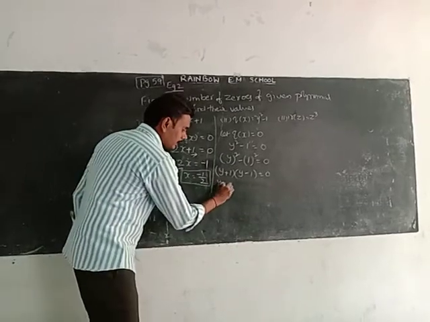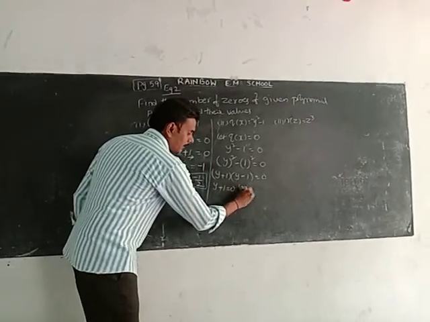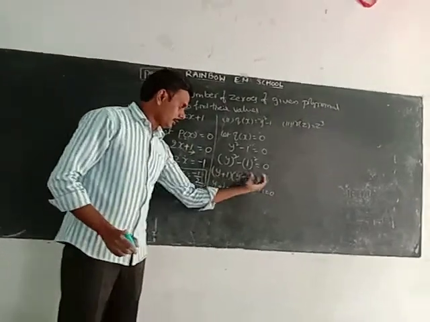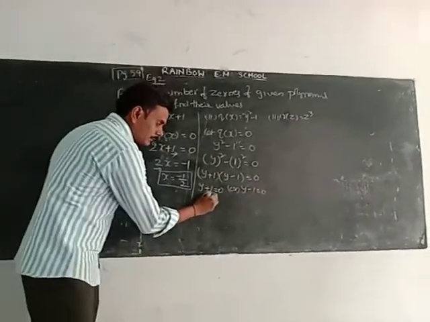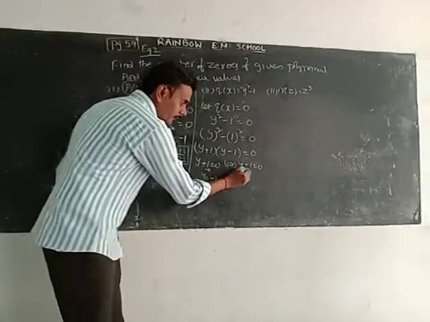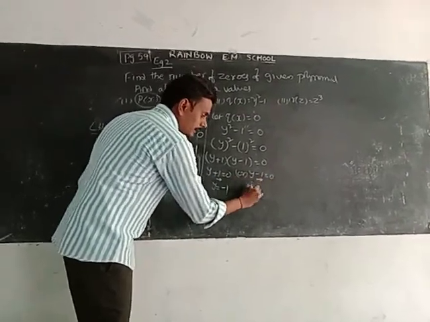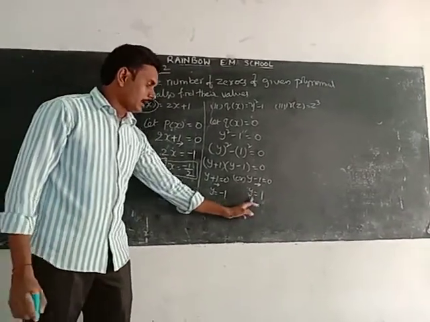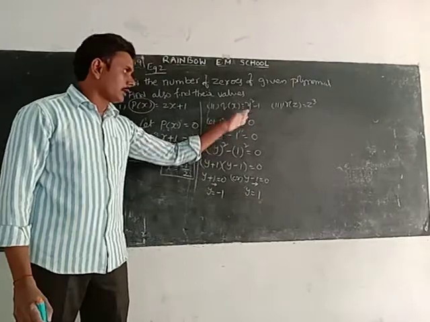That is, y plus 1 equal to 0 or y minus 1 equal to 0, individually equal to 0. Now move the terms: plus 1 moves to the other side, so y equal to minus 1. Minus 1 moves to the other side and becomes plus 1, so y equal to 1. These two are the zeros of the given polynomial.